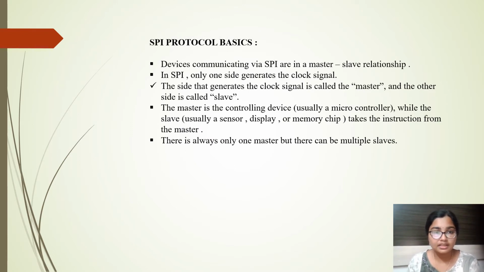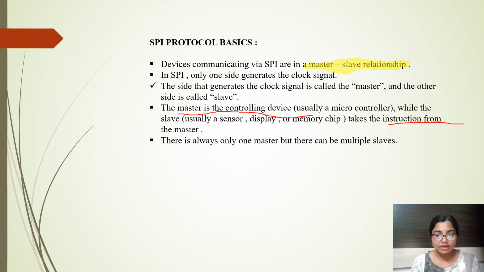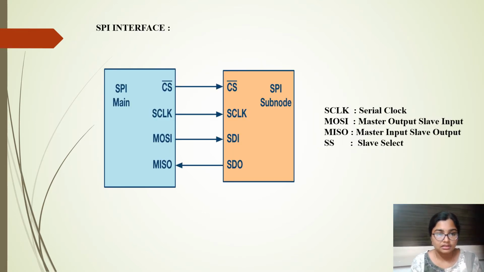Devices communicate via SPI in a master-slave relationship. Here the master is called the controlling device, while the slave takes the instruction from the master. There is always only one master, but there can be one slave or multiple slaves. So here is the interface of the SPI.